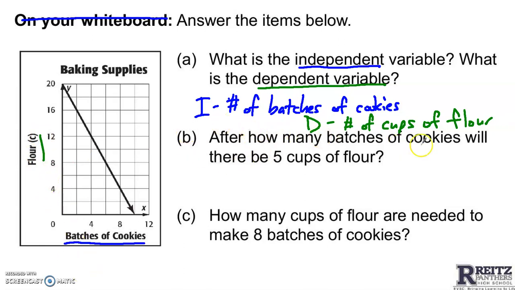B says, after how many batches of cookies will there be 5 cups of flour? So 5 cups of flour, we need to figure out where 5 cups of flour is. I see 4 here, I see 8 here. Halfway between there must be 6. So I'm really looking halfway between these two, the ends of each square on the vertical axis. So 5 cups of flour is right there.